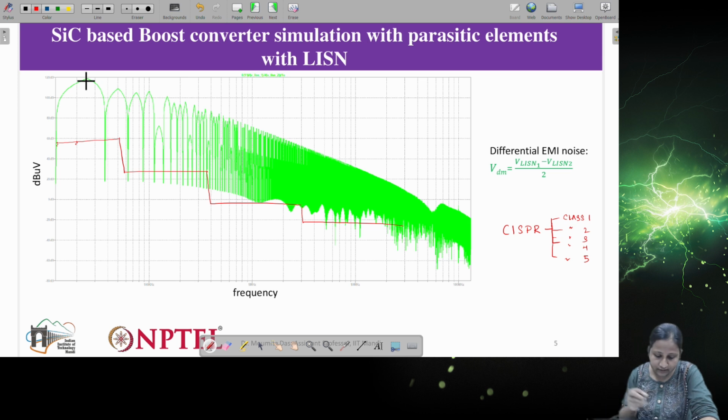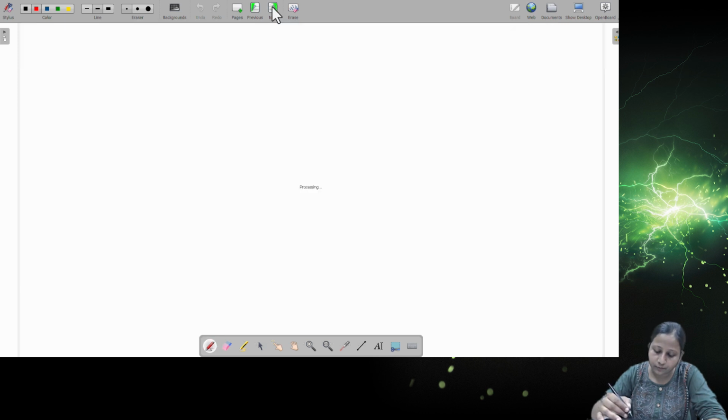And you also have to calculate at what frequency that magnitude occurs, because at all frequency levels the magnitude is not the same, so this frequency part is very important. Okay, now we got that for DM we have to design a filter, for CM we don't have to.